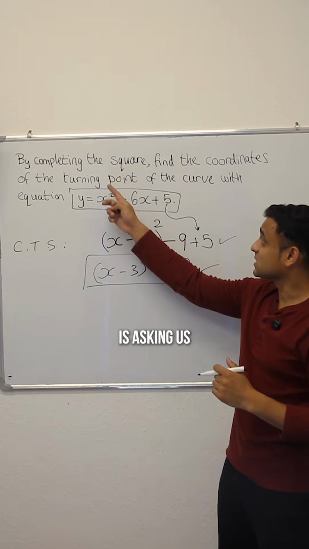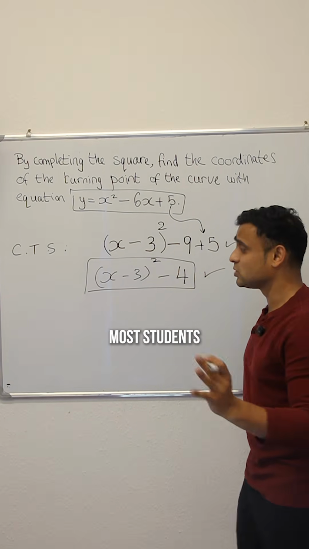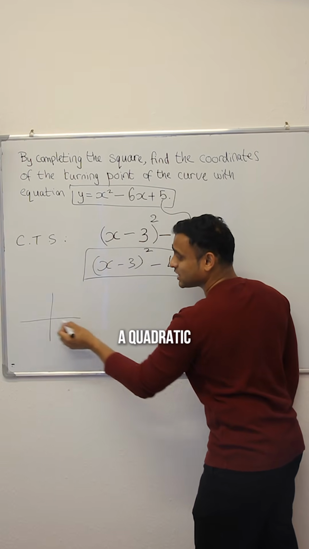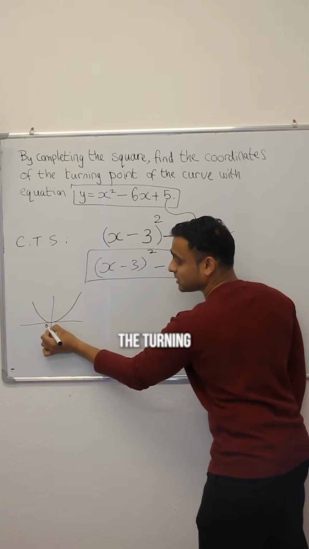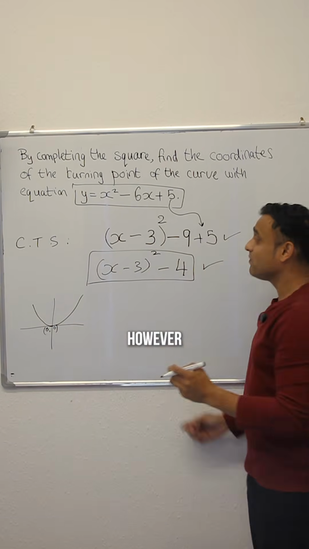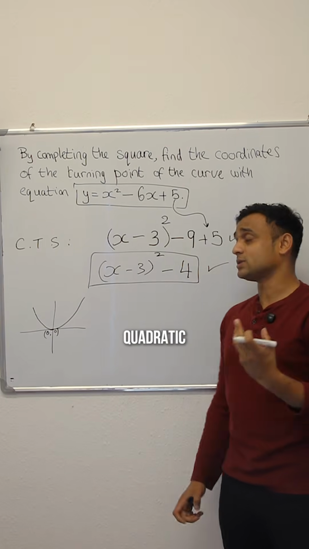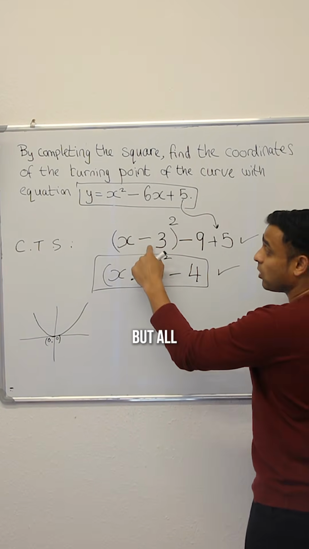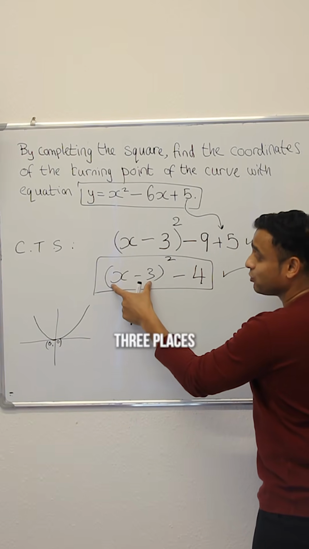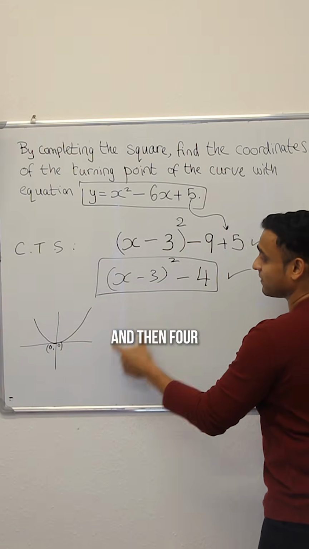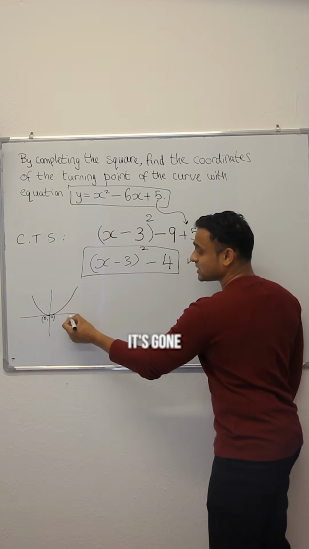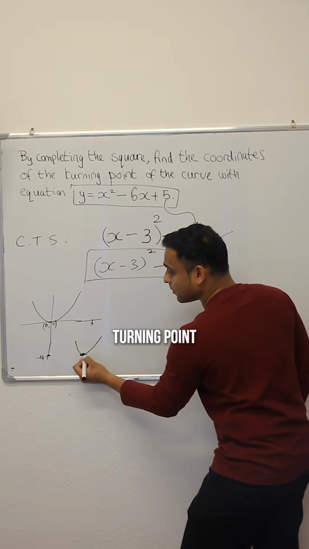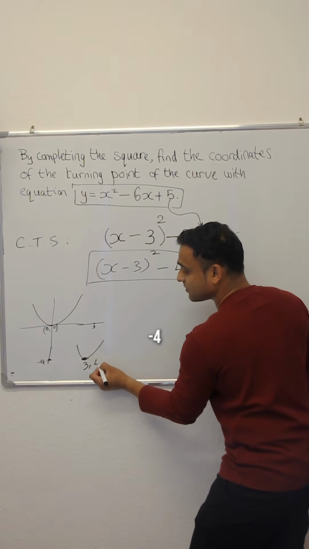However, the question is asking us to find the turning point, and this is where most students lose marks. So first thing to do is recognize that this is a quadratic, and a quadratic curve looks like this, where the turning point is at 0, 0. However, this has been a transformed quadratic graph. If you're not sure about transformation of graphs, make sure you revise that topic. But all it's saying is the graph has shifted 3 places to the right horizontally and then 4 spaces down. So in other words, it's gone 3 to the right and 4 down to give you this turning point. So this turning point here is 3, negative 4.